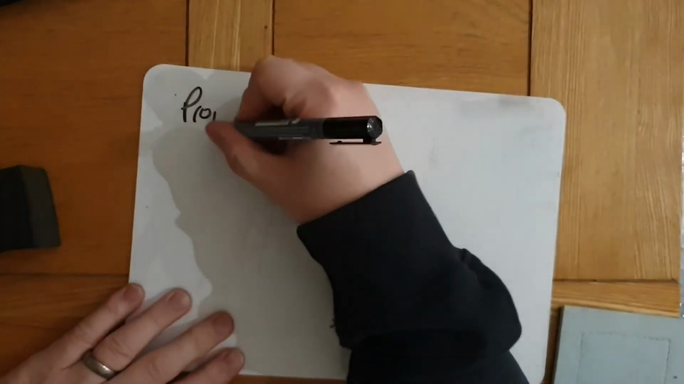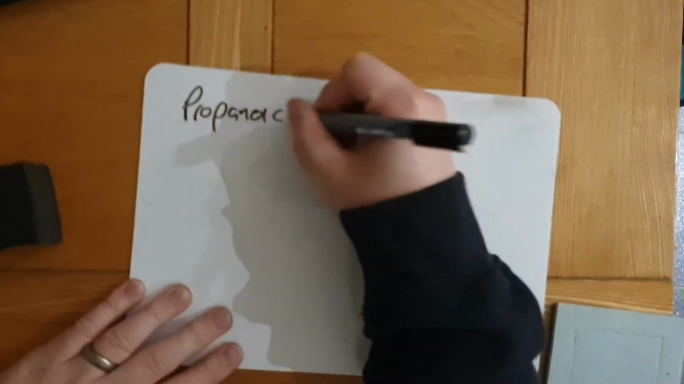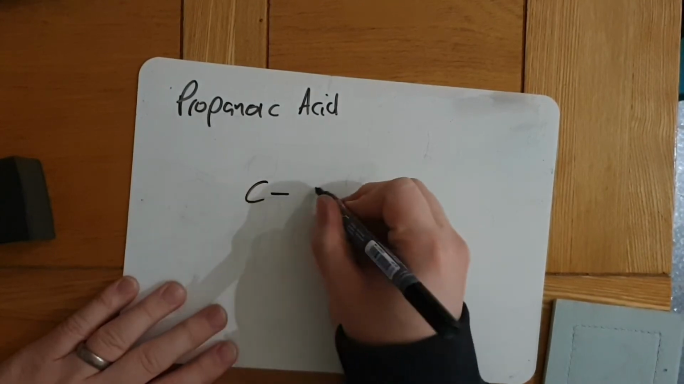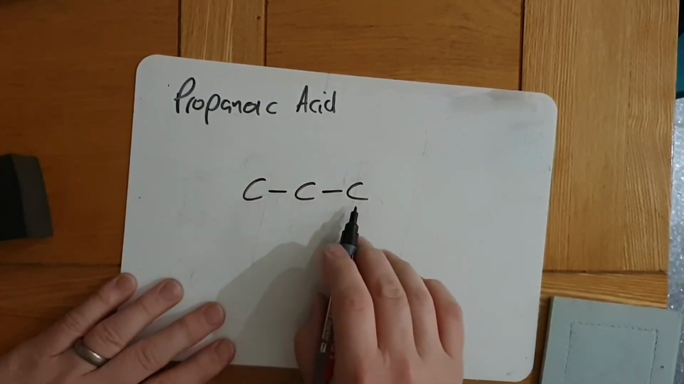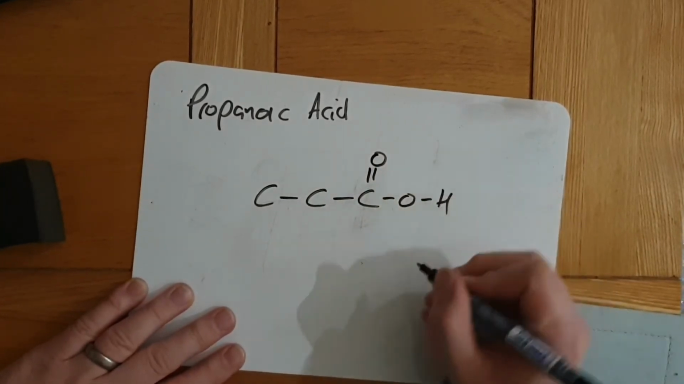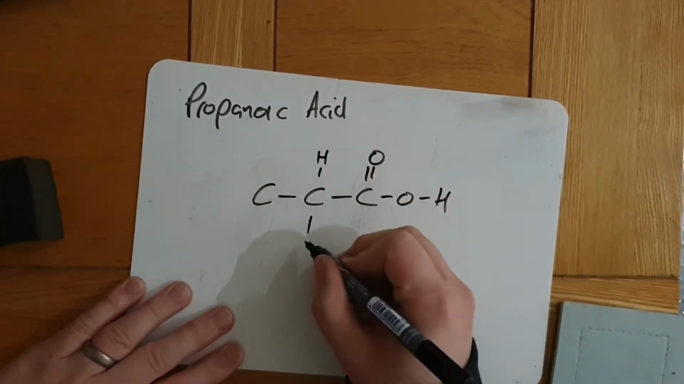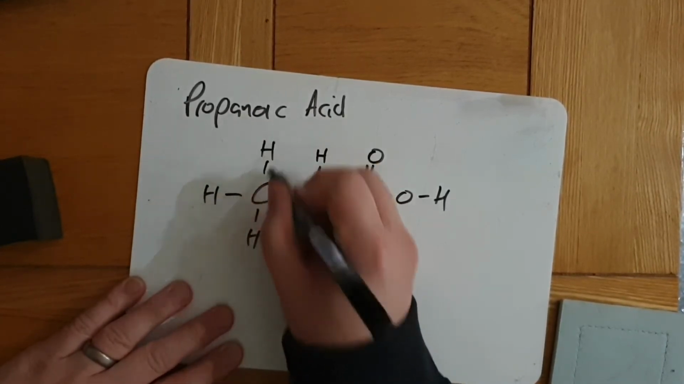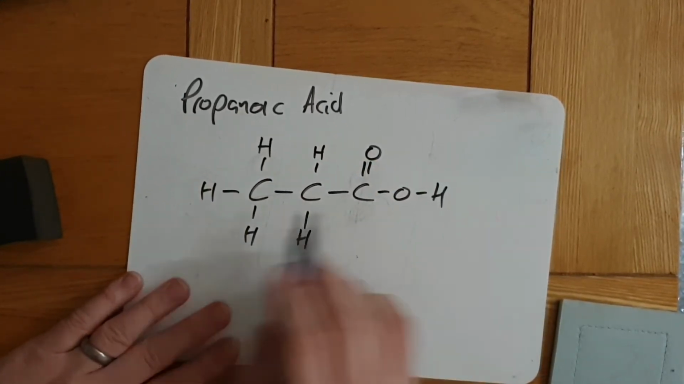So now we've got propanoic acid. Propanoic acid, 1, 2, 3: meth, eth, prop. So we've got to have double bond O and then OH. This one needs 2 hydrogens, and this one needs 3 hydrogens. You could draw that on the other end.